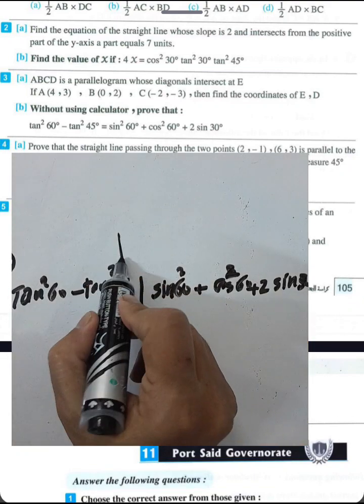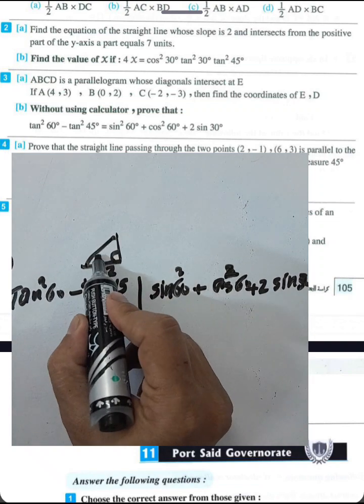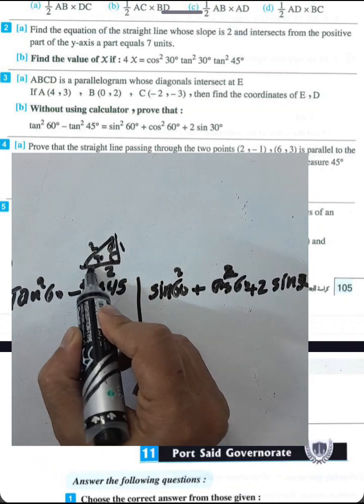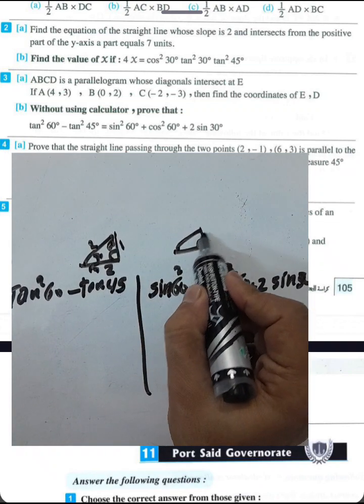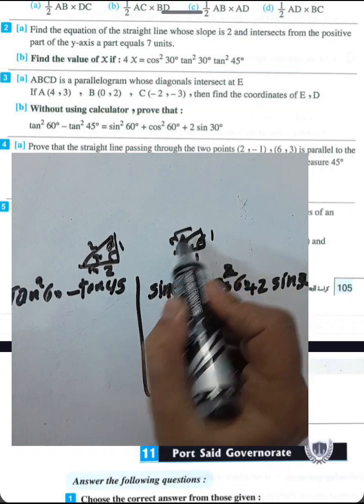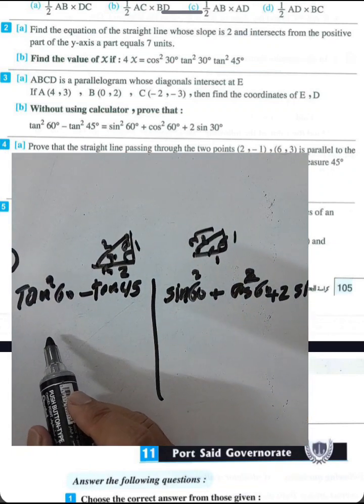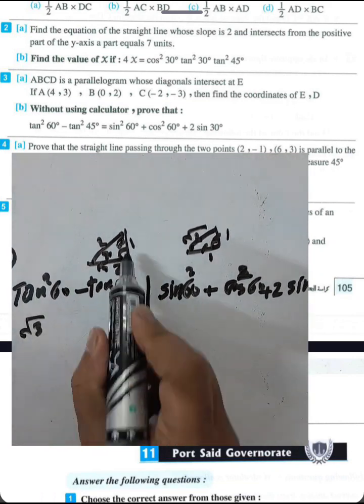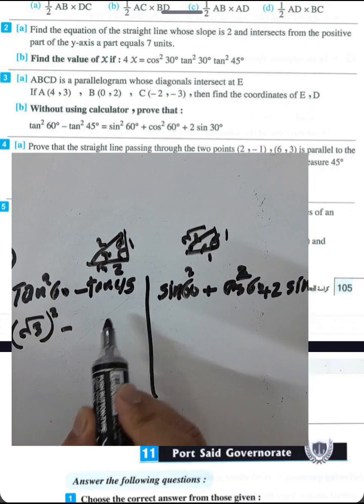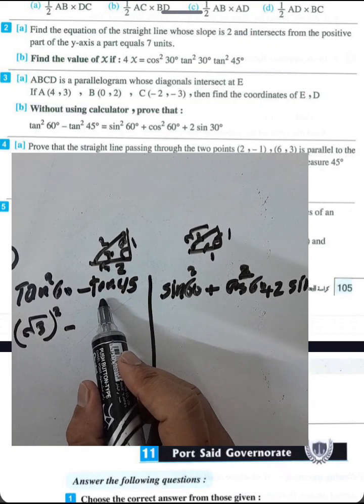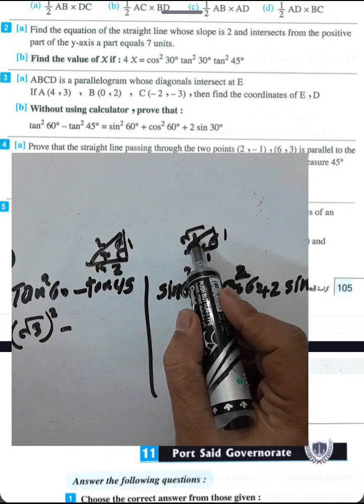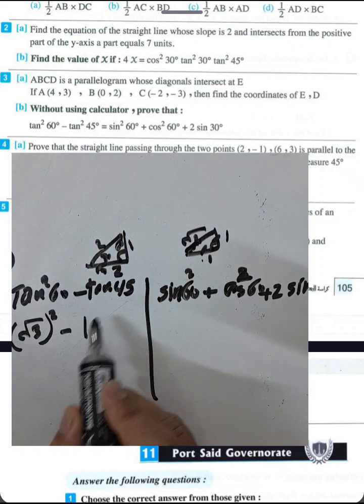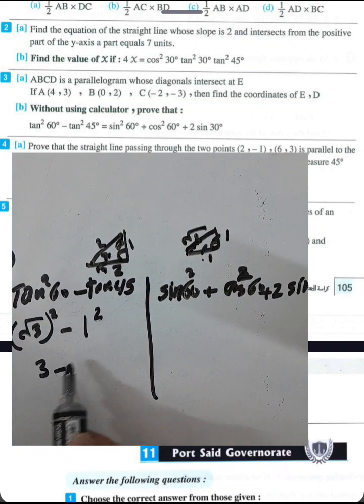We can draw first a right angle triangle, 30, 60, with sides 1, 2, and root 3, and an isosceles triangle with sides 1, 1, and root 2. Left hand side, tan 60, 60 here, opposite root 3 over 1, whole power 2. Subtract tan 45, 45 here, opposite over adjacent, 1, power 2, it will be 1. Then the result will be 3 minus 1 equal 2.